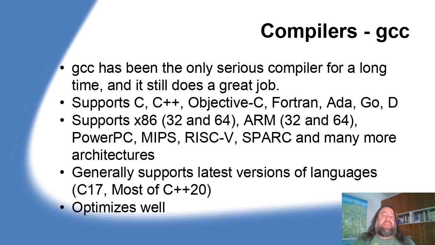The next thing to look at is compilers. For a long time, GCC was the only compiler that could seriously be considered, and it still does a great job. It's still a really good compiler. It supports all important programming languages, supports all important targets, almost always supports the latest versions of languages, and optimizes pretty well.